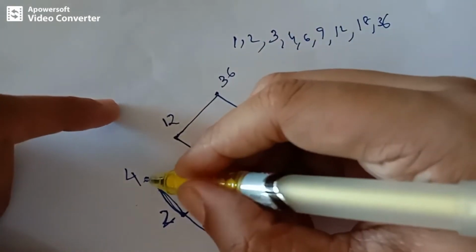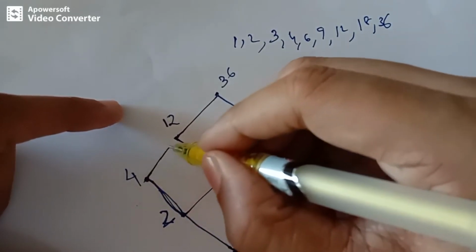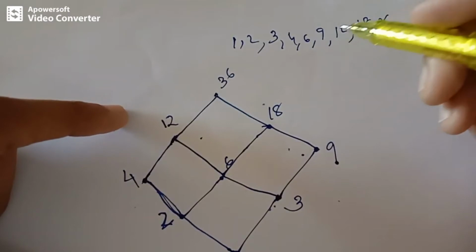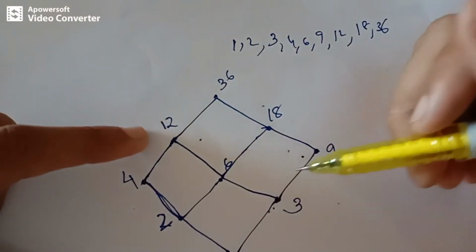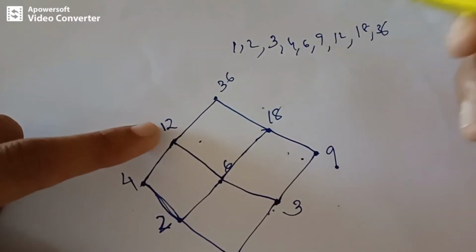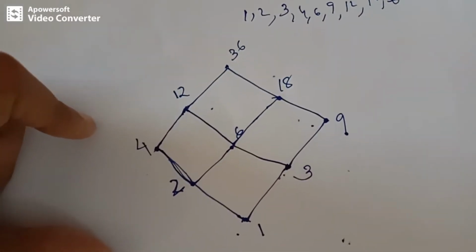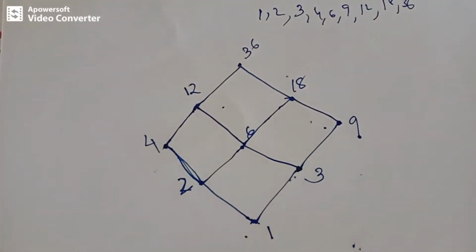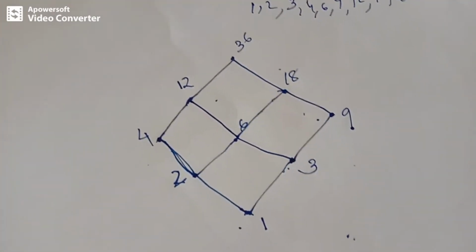So what about 4? 4 divides 12. Does it divide 36? Yes, so I can draw it this way. So have we covered all the elements? 1, 2, 3, 4, 6, 9, 12, 18 and 36. Yes, we have covered each and every element. Therefore, this is the Hasse diagram. So quite easily we can draw the Hasse diagram.